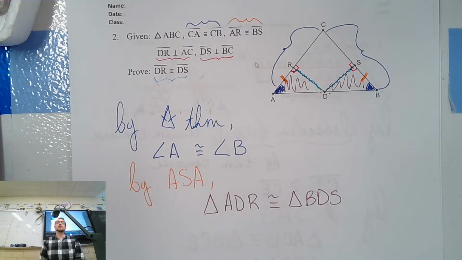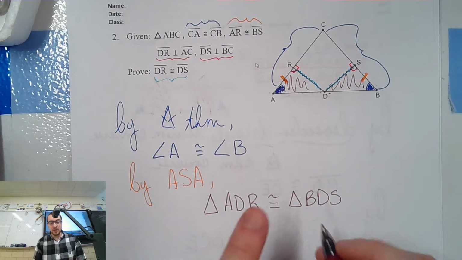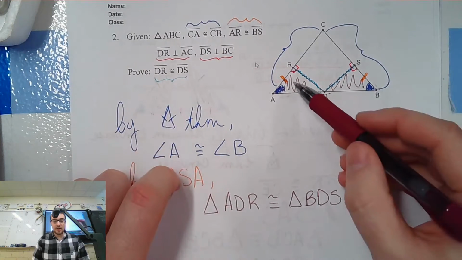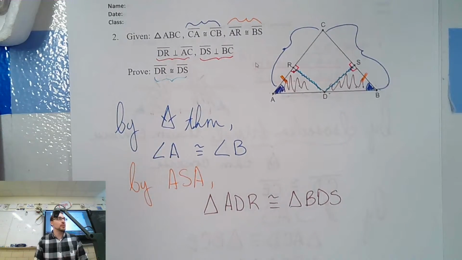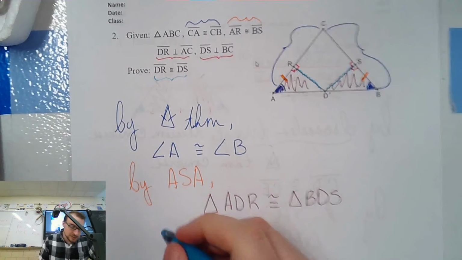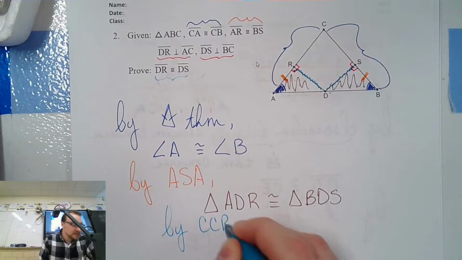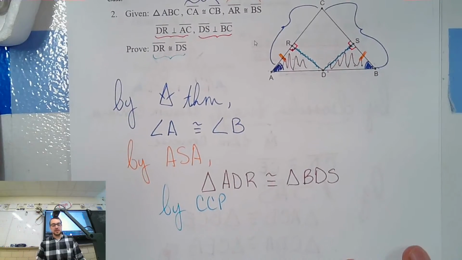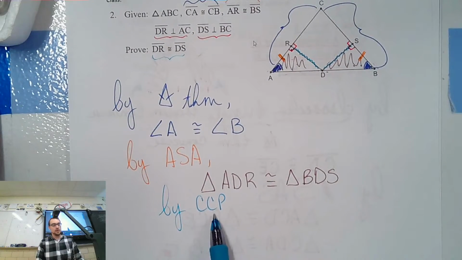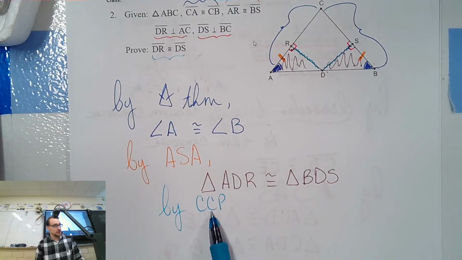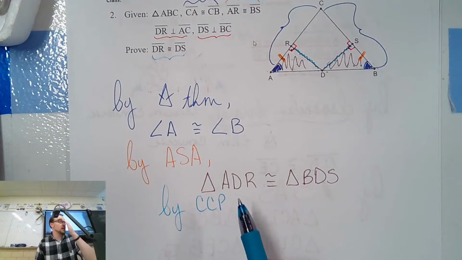Matching up those letters is super important because, remember, we didn't want to prove the triangles congruent. We wanted to get the parts congruent. So now that we know these are congruent, we know their parts should match up, right? So the way we say that is we say by CCP. What's CCP? Great question. CCP stands for corresponding congruent parts. If the triangles are congruent, then the parts should be congruent. Which parts? The corresponding ones, the ones that are in the same relative spot.